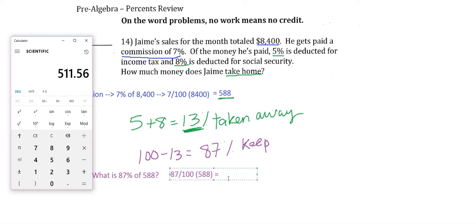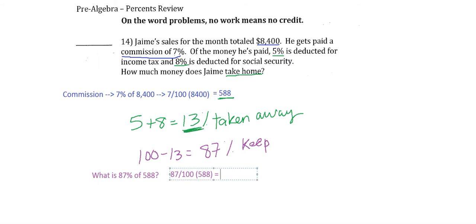But that's what we get here. So coming back here, $511.56. That would be our answer. And we don't even need to round that. Hooray. So that's his take home, $511.56. Okay, so if you're good there, you can skip to the next one if you want to.